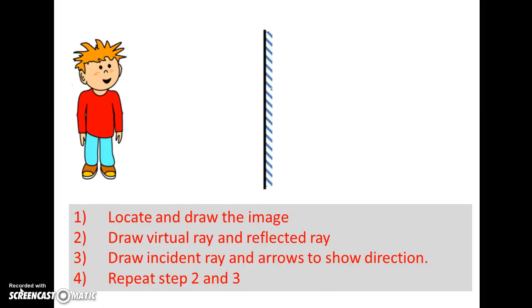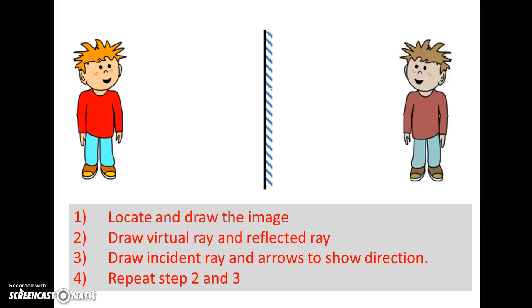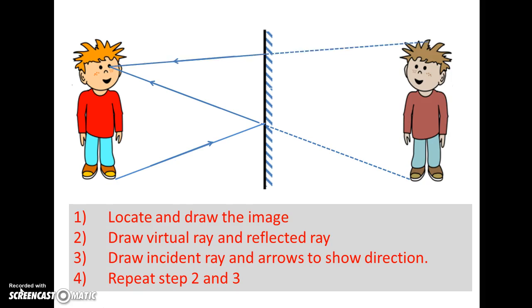And now let's draw the diagram again to show how this boy may see himself in the mirror. Again, we draw the virtual rays and reflected rays first, and then complete it with incident rays. We do it again for the head of the boy. And in this way, the diagram looks like they are twins. And now the boy is looking at his brother outside a window. So how big the window should be to see the whole brother outside?